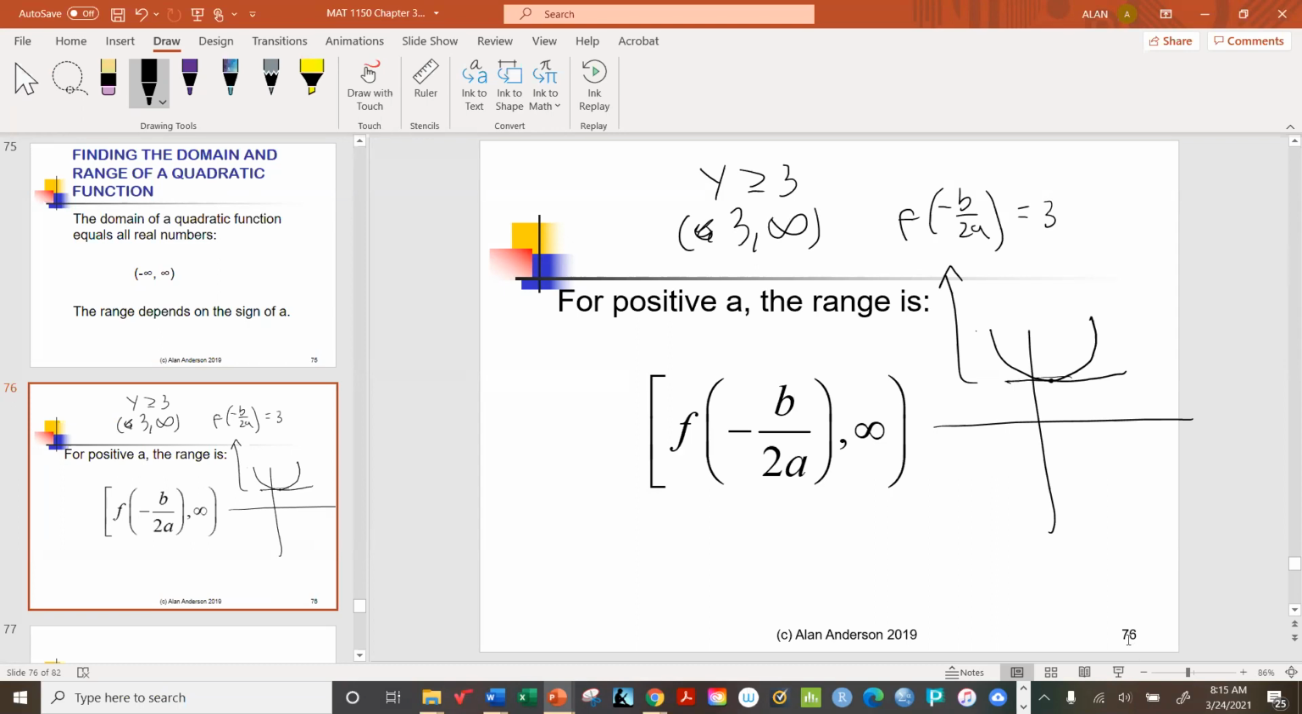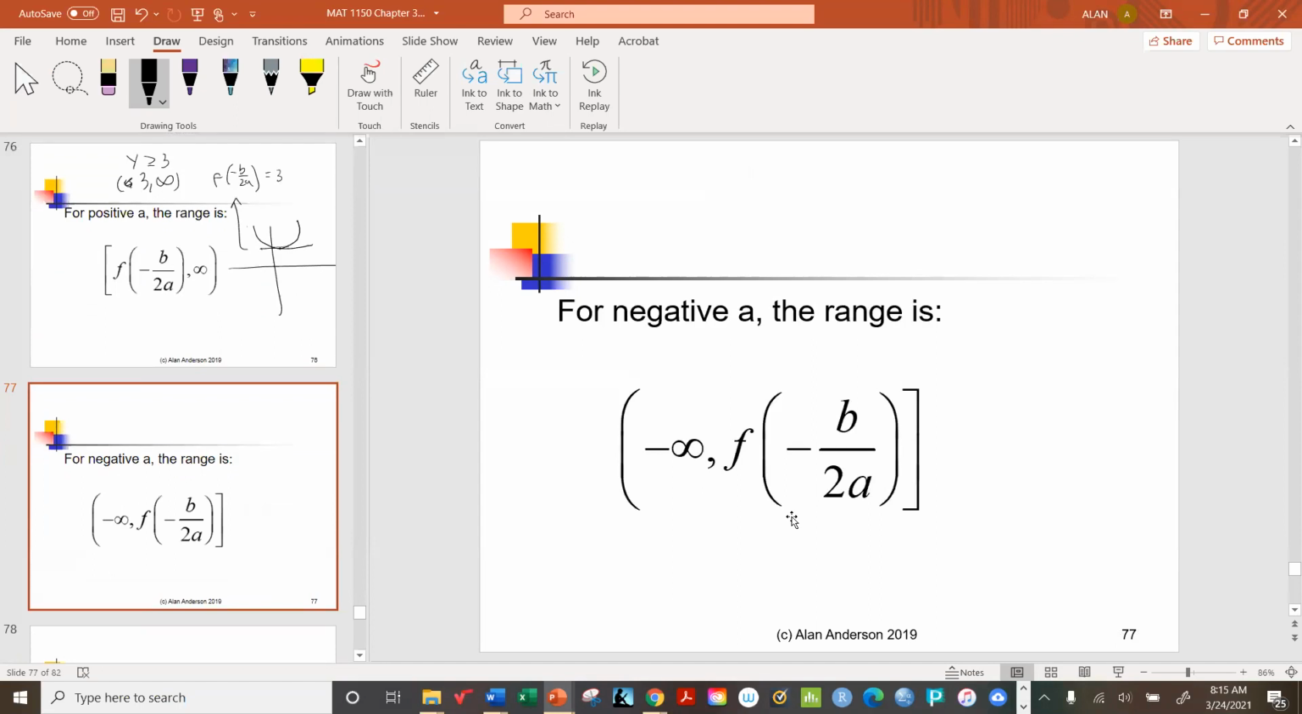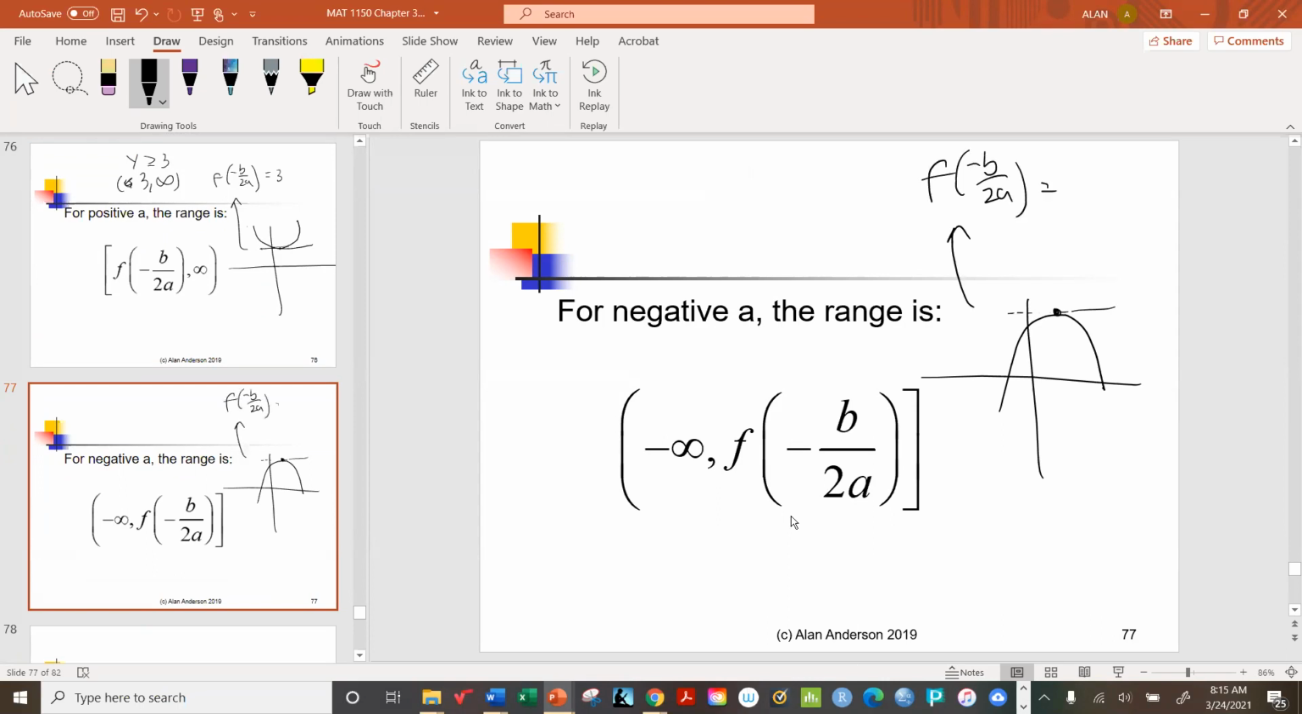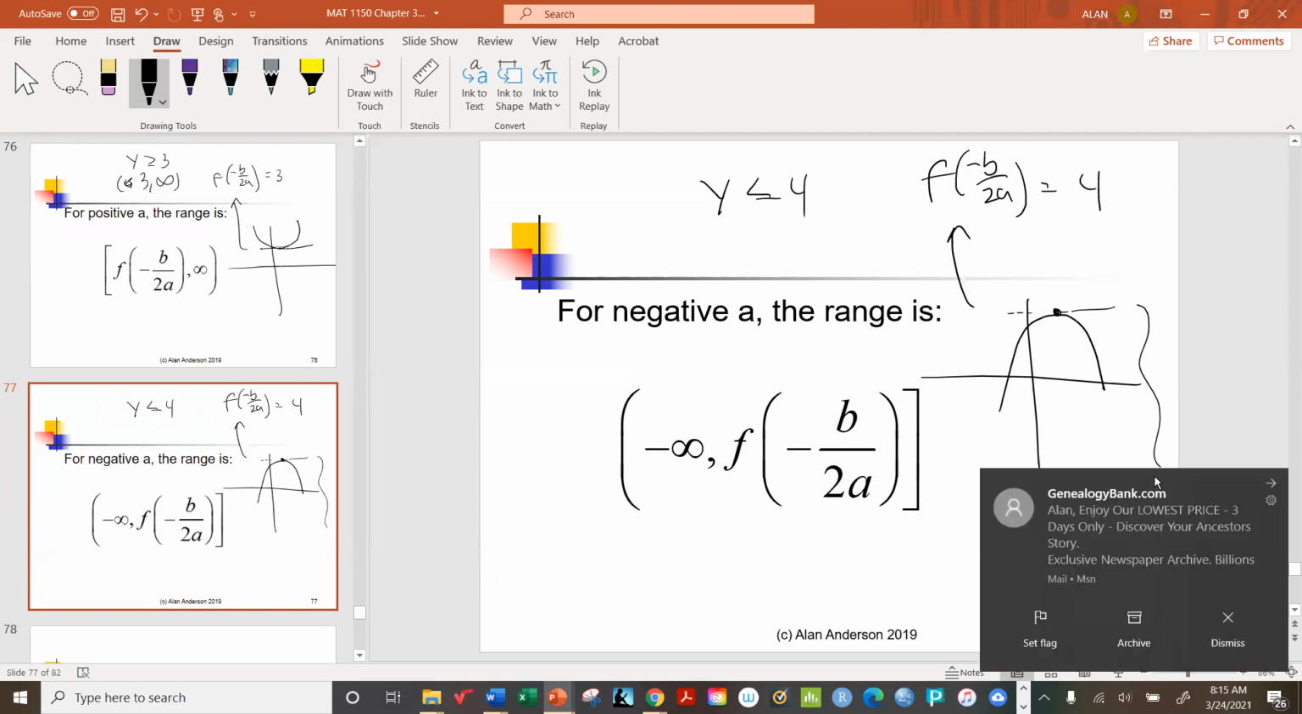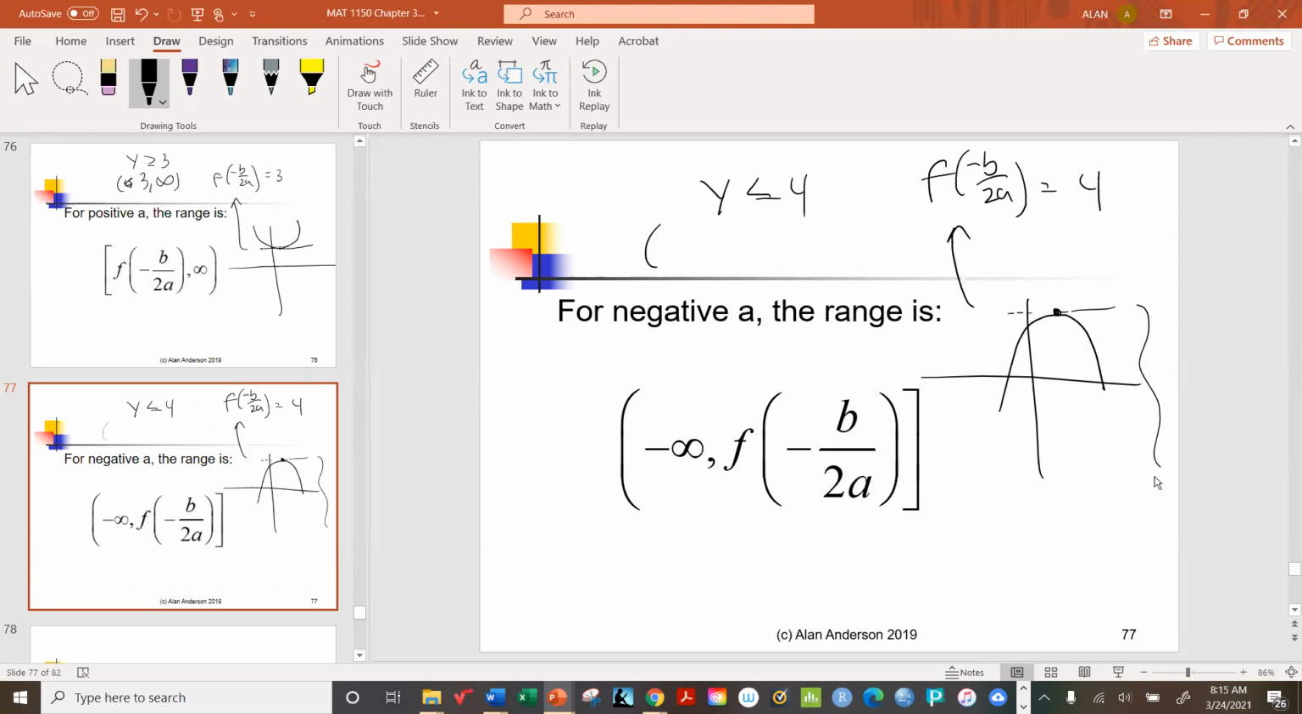Whereas in the other case, where a is negative, the parabola is facing downward. So wherever it reaches its maximum value, this is also f of negative b over 2a. And let's just say that that's equal to 4. This time, though, you can see that y has to be less than or equal to 4. It can't go above 4. It's everything down to negative infinity. So we can write this in interval form as negative infinity, comma 4.